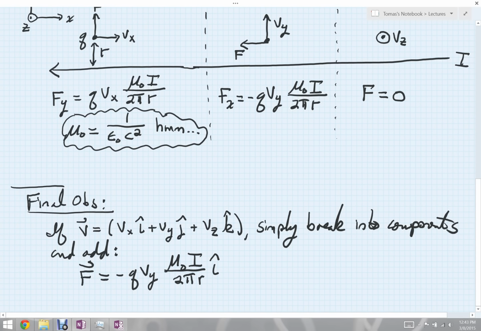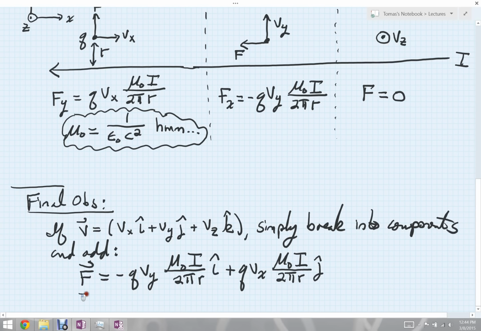And then you will have the next contribution, which will come in with a plus sign, which will be the charge, q, times its velocity in the x direction, times my favorite constants, mu naught I over 2 pi r, having to do with the wire, apparently. This then gives me the j hat component, and there's never, as we saw in all three cases, any z hat component that's coming in.